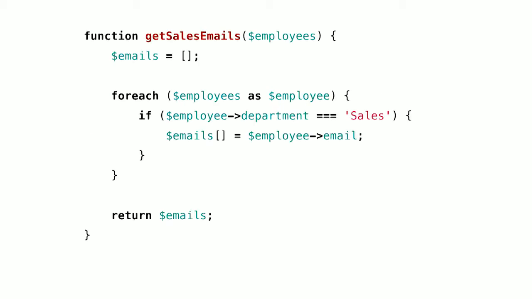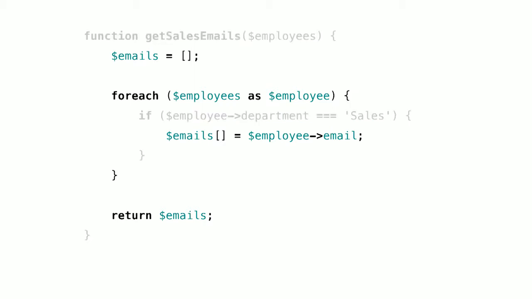So what about this example? This is a little bit more complicated, right? We're trying to get the email addresses of all the employees in the sales department. So we start with a list of employees. We put together an empty array that we're going to call emails, where we're going to stick the emails that we're fetching off of these employees. We loop over the employees. We check to see if the employee's department is sales, then we want to get that employee's email and stick it in the emails array.